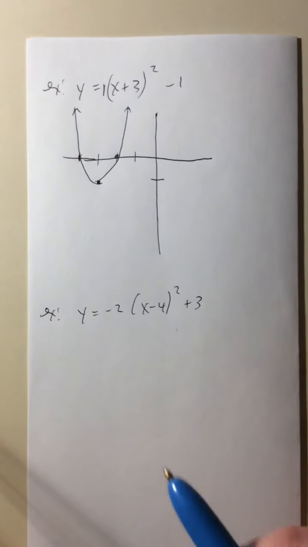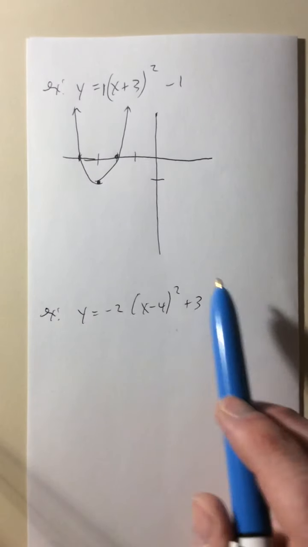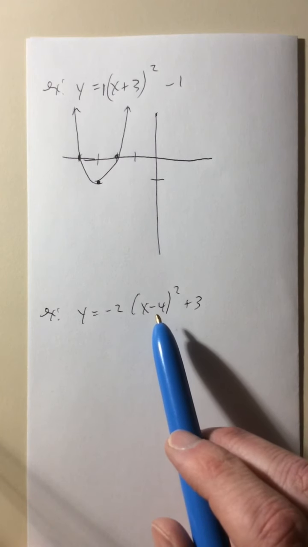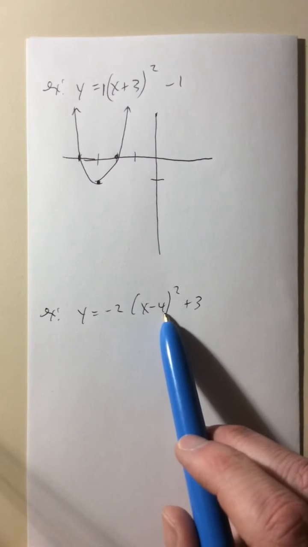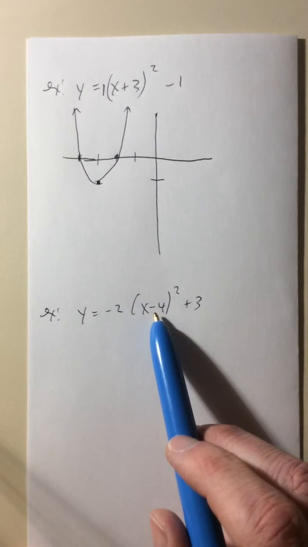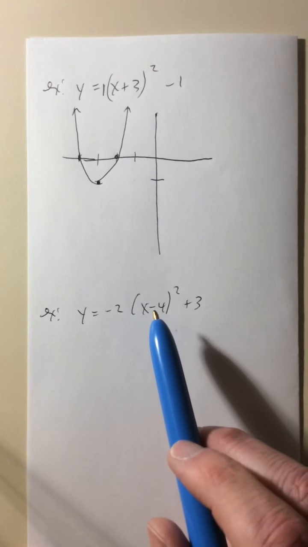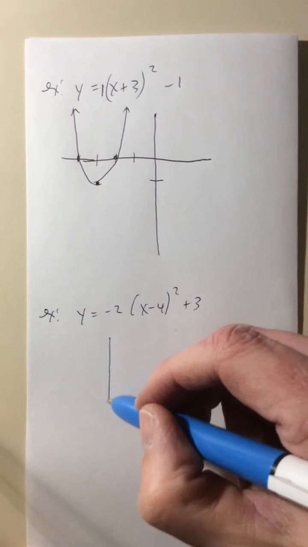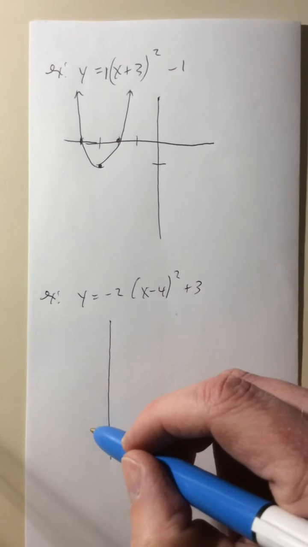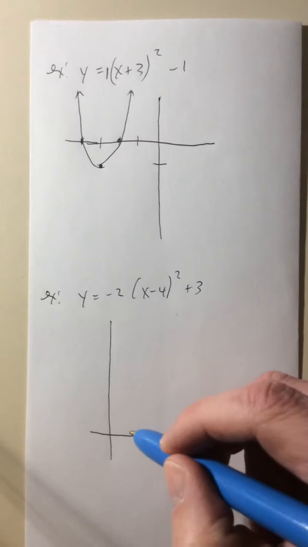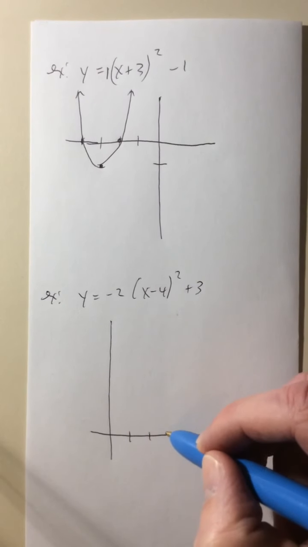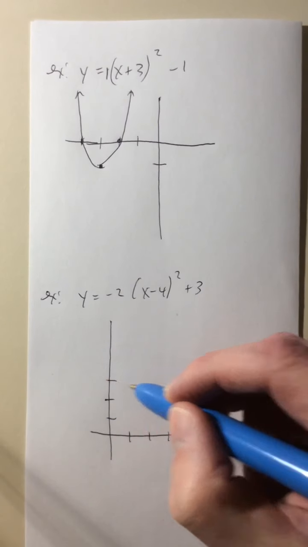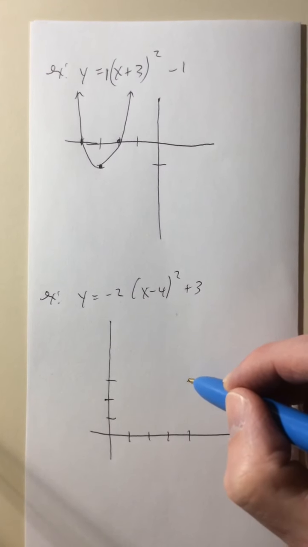Okay, so this one here has all three transformations going on. So we find out where the vertex is first. So it says -4, and it's inside, so that means right, left, opposite of what you think. So we're going to go to the right 4, up 3. 1, 2, 3, 4, up 3. 1, 2, 3, right 4, up 3. There we are.